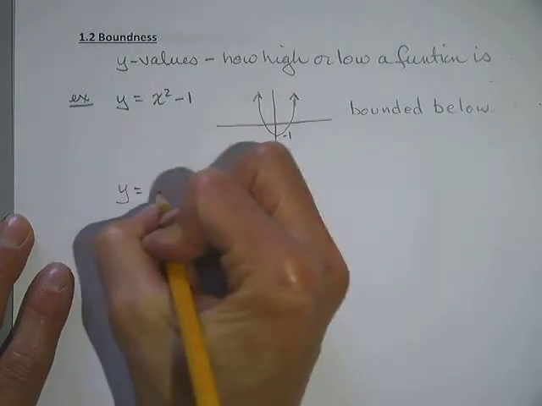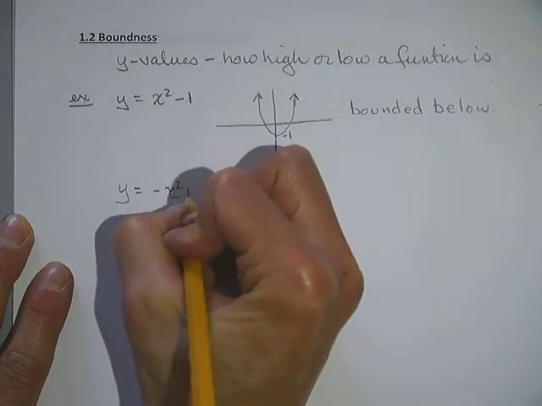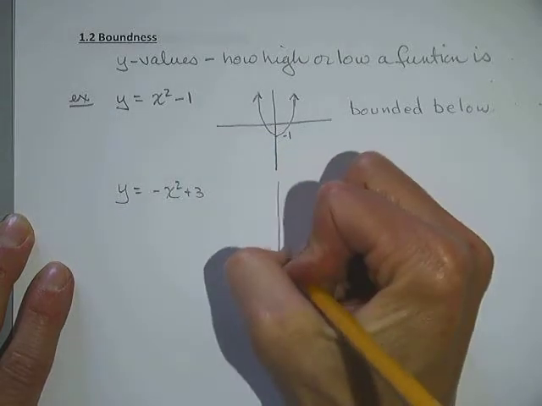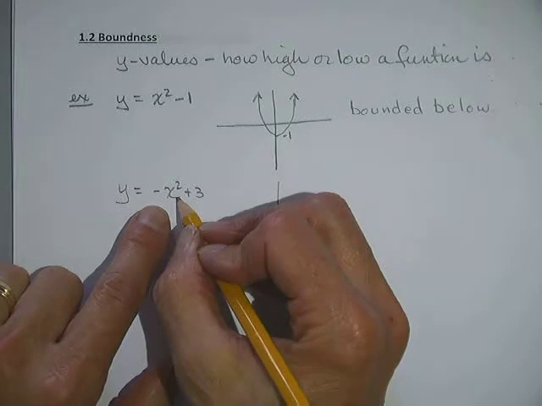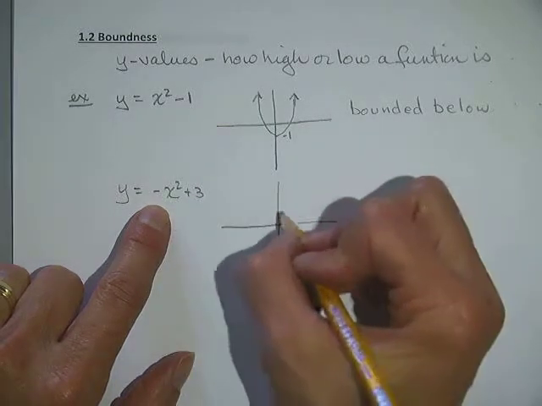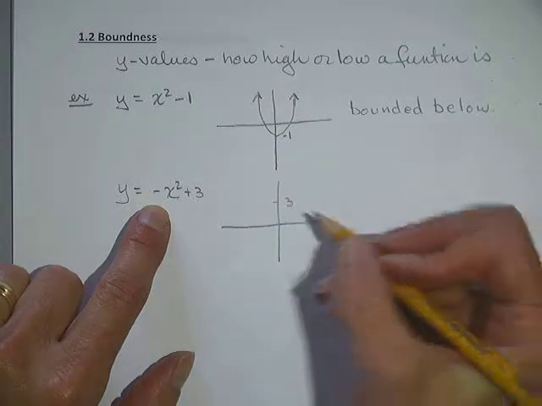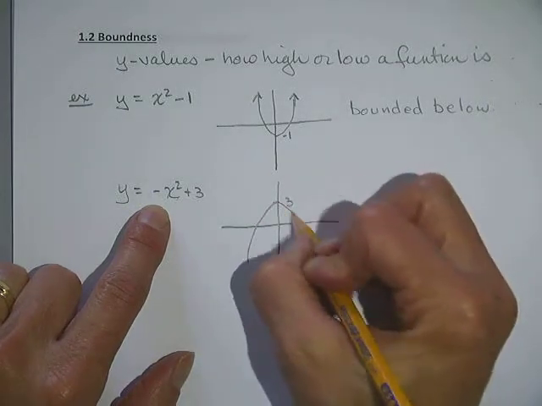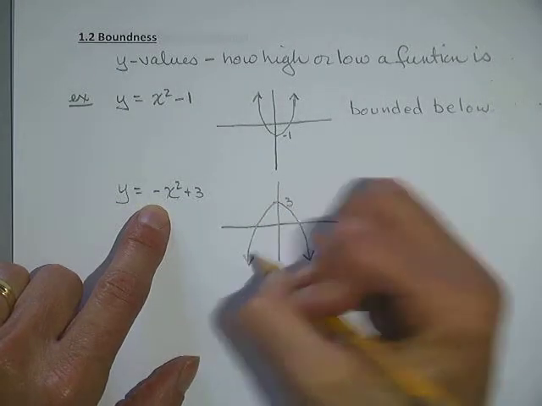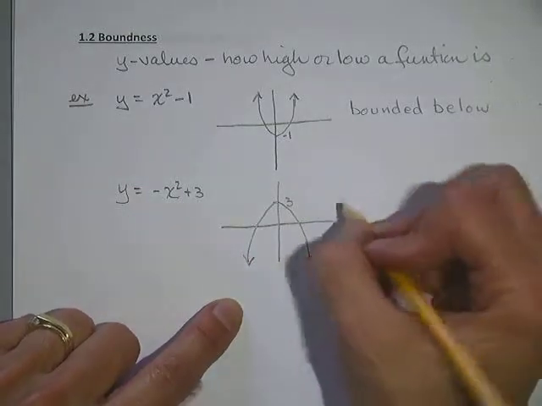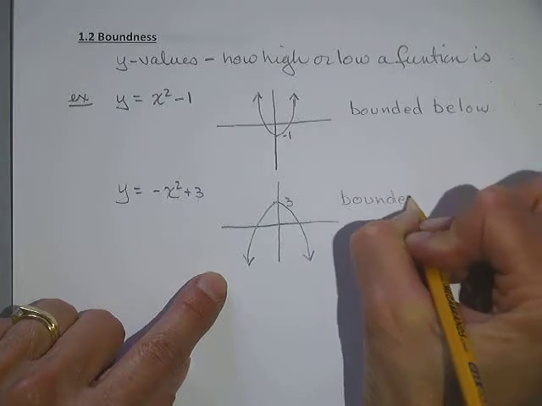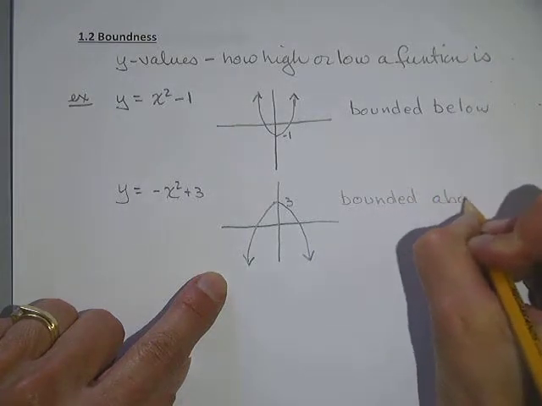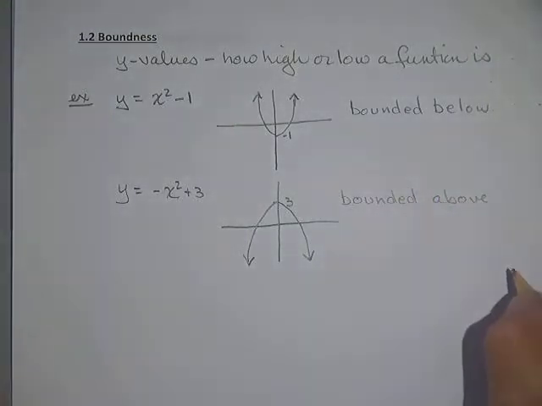What if I had y equals negative x squared plus 3? What does the negative x squared mean? It flips upside down. And it goes up 3, so it looks like this. Now, because this continues on into negative infinity, how do you think this one's bounded? Bounded above. It is bounded above.